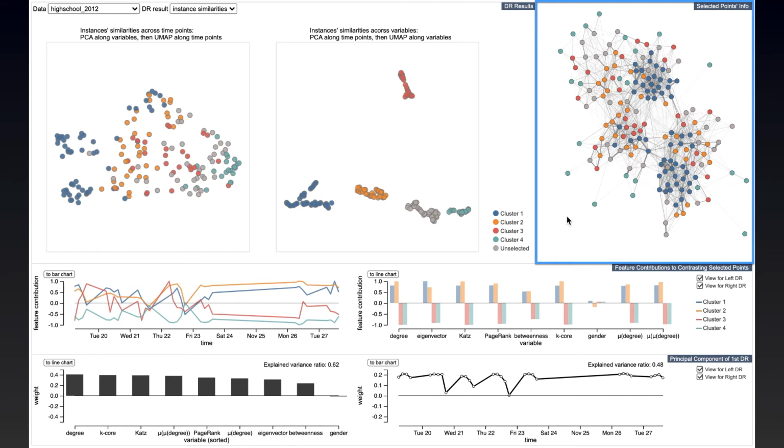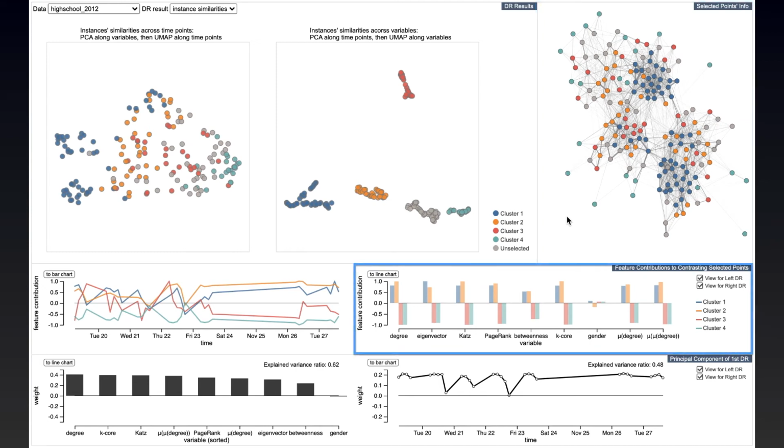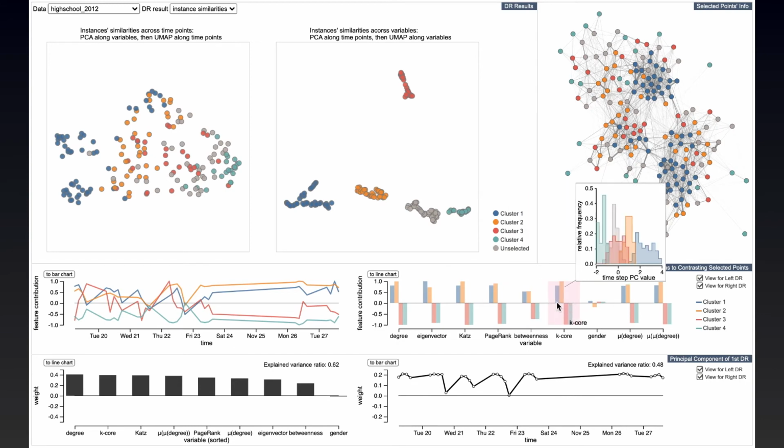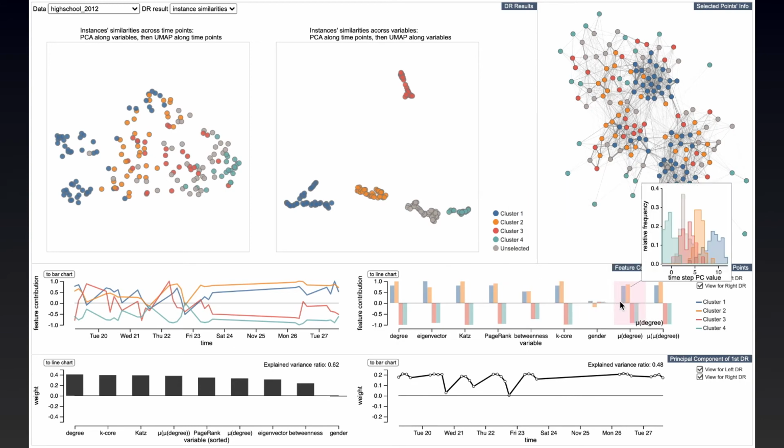In contrast, corresponding students in the orange, red, and teal clusters have fewer connections to others, based on the order we have stated. In the feature contribution view, we can see that for each network centrality, the blue and orange clusters generally have strong positive contributions, while the red and teal clusters have strong negative contributions. By selecting several features, we can see that the blue and orange clusters tend to have higher values compared to that of others. This is especially more salient for the blue cluster.